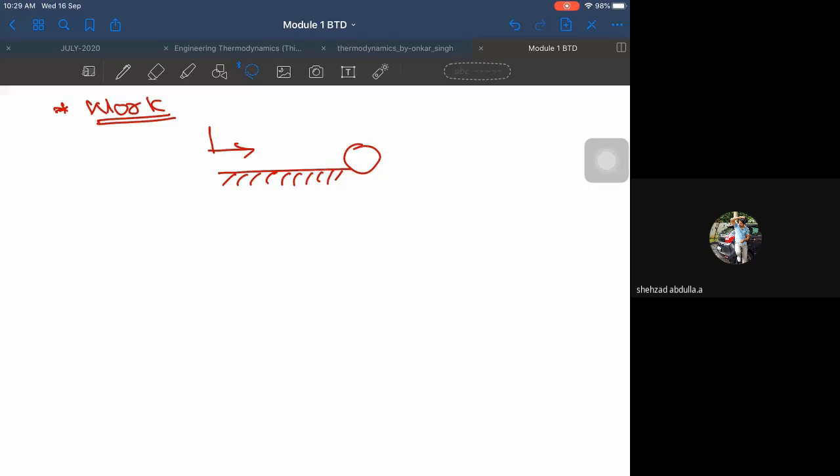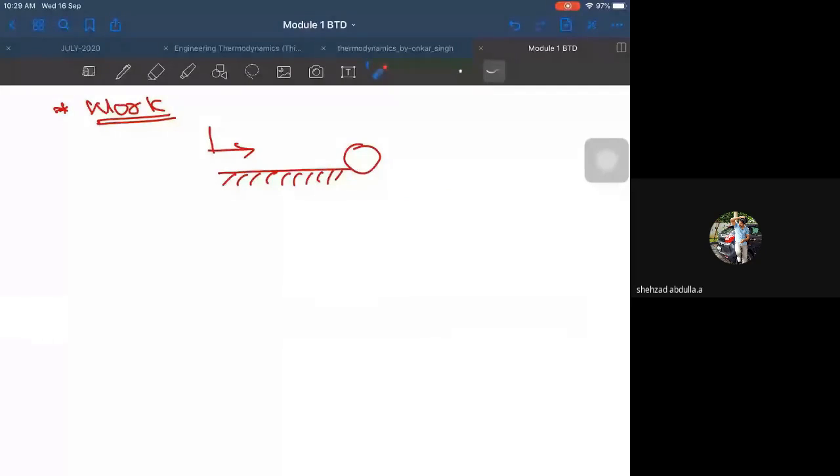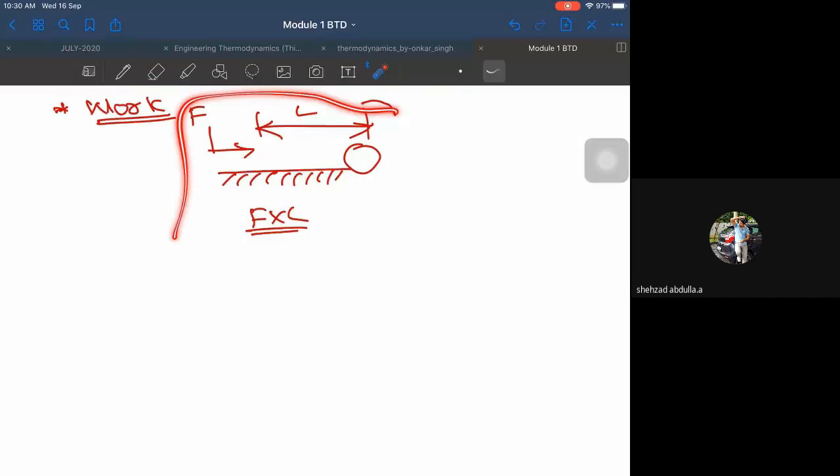So definitely you agree that displacement work is a basic form of work. What do you mean by displacement work? In the sense, the work can be measured through a displacement. The work for this particular thing is the distance moved. L is the distance moved, and the force. So work done can be calculated by force into distance moved. That is how we calculate your work. So this form of representation of the work is known as displacement work.